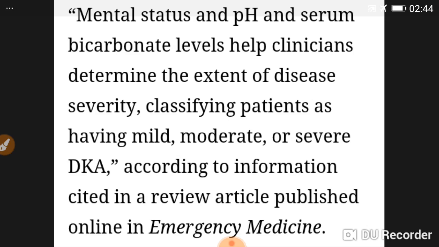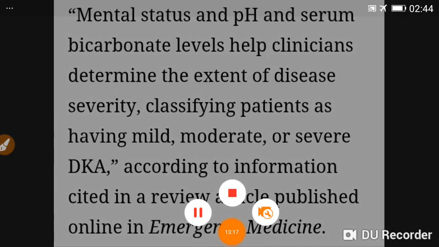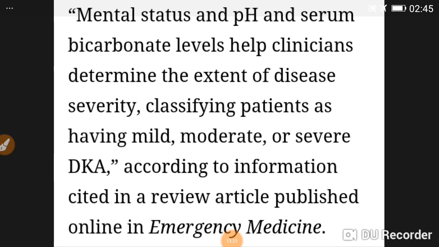And if you have any queries, any question regarding this emergency medicine, you can ask me. In any exam, there are at least 5 to 10 MCQs from emergency medicine, so please revise it. This will help you a lot.